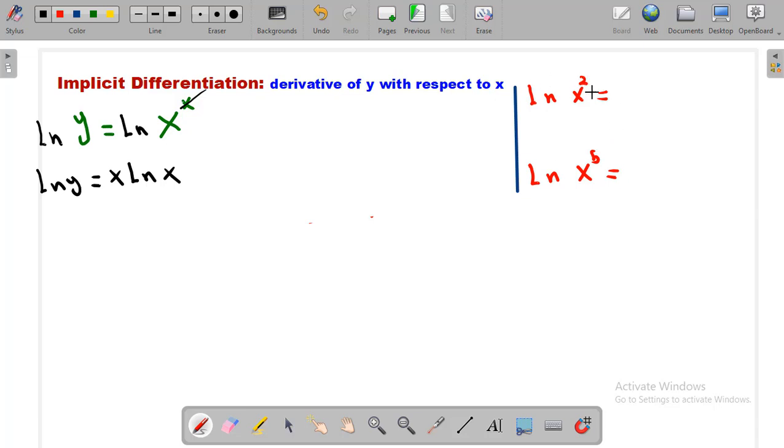Practice for this trick. Now let's practice. Drop it here: 2 times ln of x. Drop 5 here: 5 ln of x. Now we can use implicit differentiation.